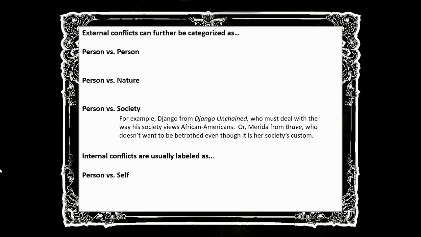Also think about Merida from Brave, the Pixar film. She doesn't want to be betrothed, even though it's her society's custom, right? That a princess is betrothed to some boy that she will grow up to marry. And there's a whole festival and competition where young men compete to determine who will be her husband, but she doesn't want any part of it, right? So she is turning against her society's custom or her society's tradition. So you can have stories where it's person versus society.